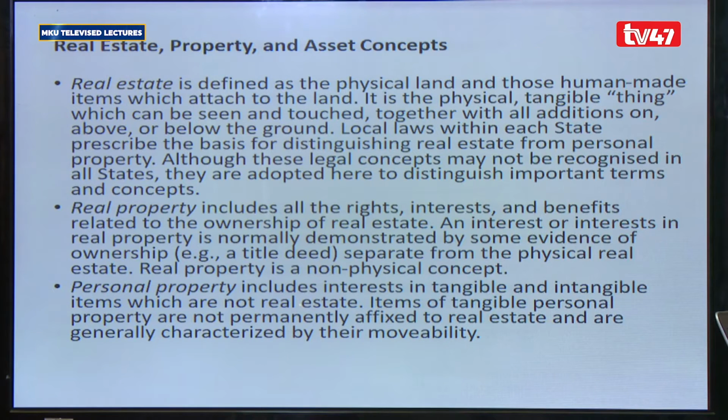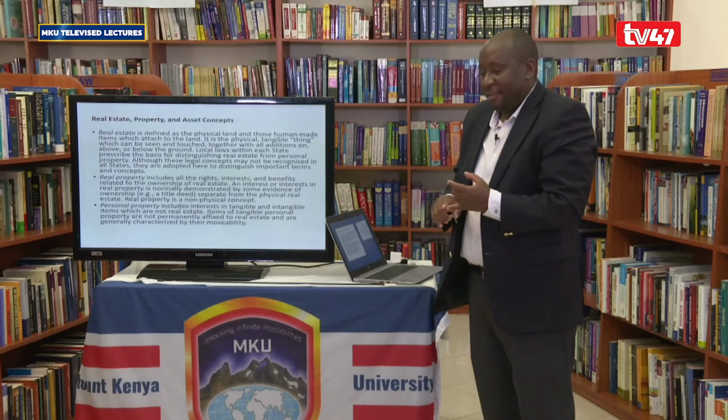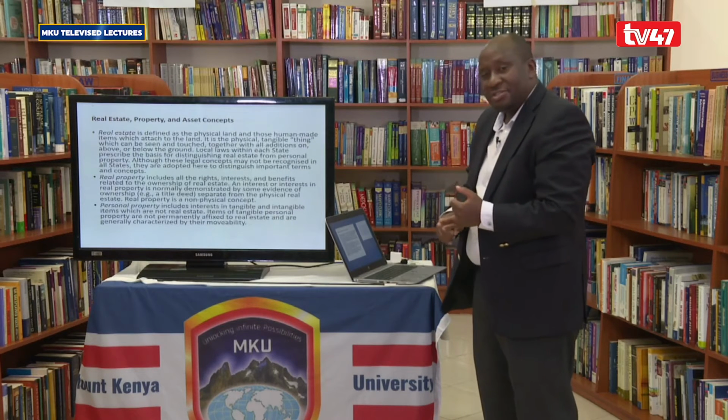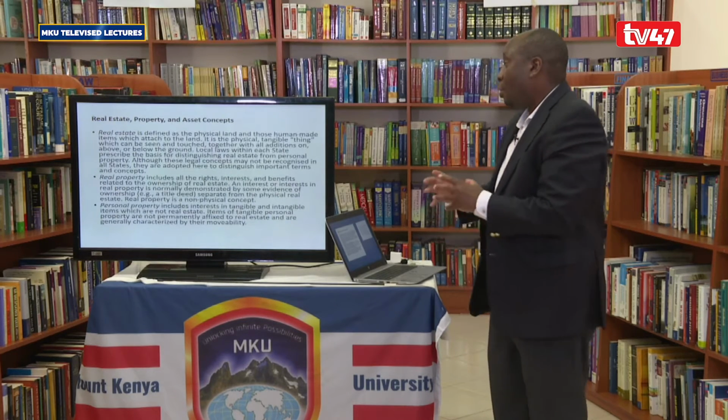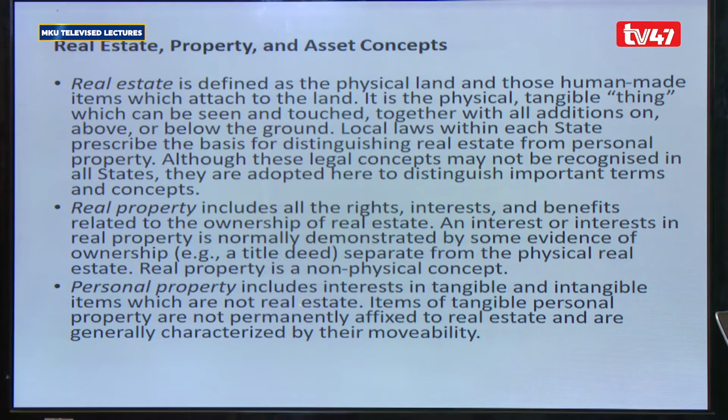Now, real property, on the other hand, includes the rights, the interests, and the benefits related to ownership of real estate. The rights, interests, benefits related to ownership of real estate. And interest in real property is normally demonstrated by evidence of ownership or title deed, separated from the physical real estate. Real property is a non-physical concept.